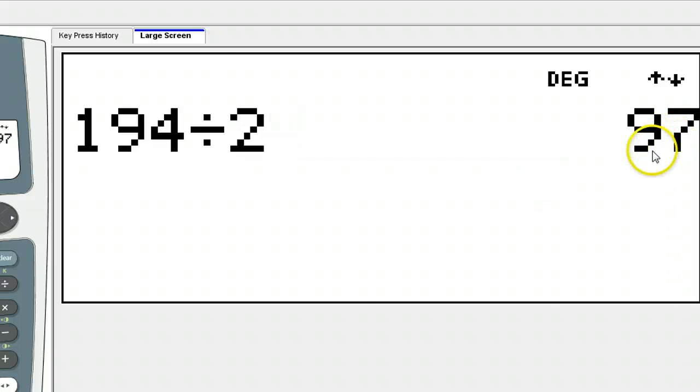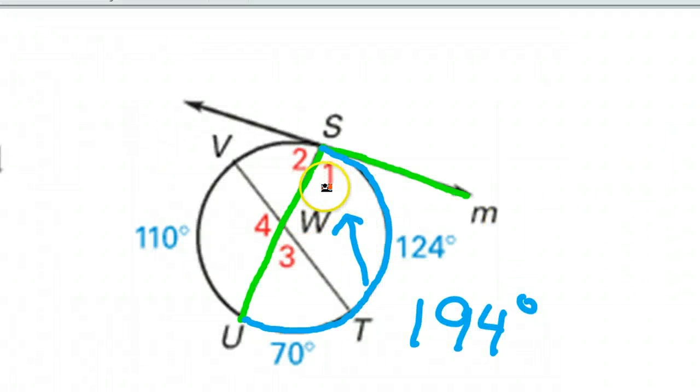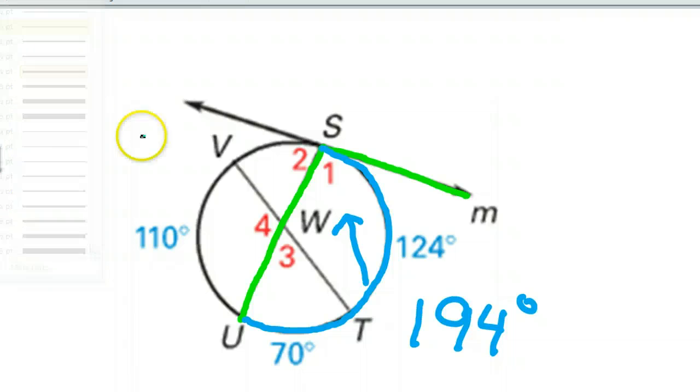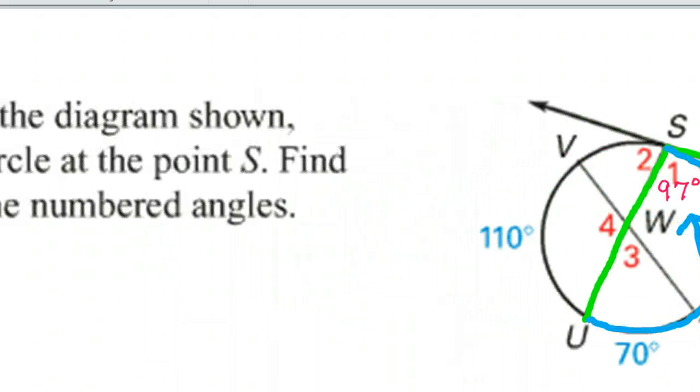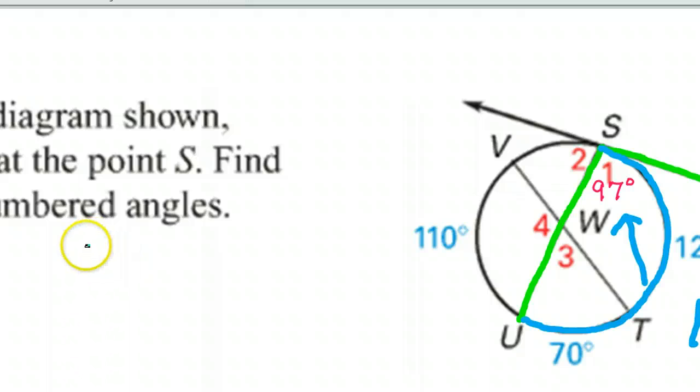And that gives me 97 degrees. So I've just found angle 1. Angle 1 is 97 degrees. Okay, I'm just going to squeeze it in there. Now let's get a little list going over here off to the side. So the measure of angle 1 is 97 degrees.